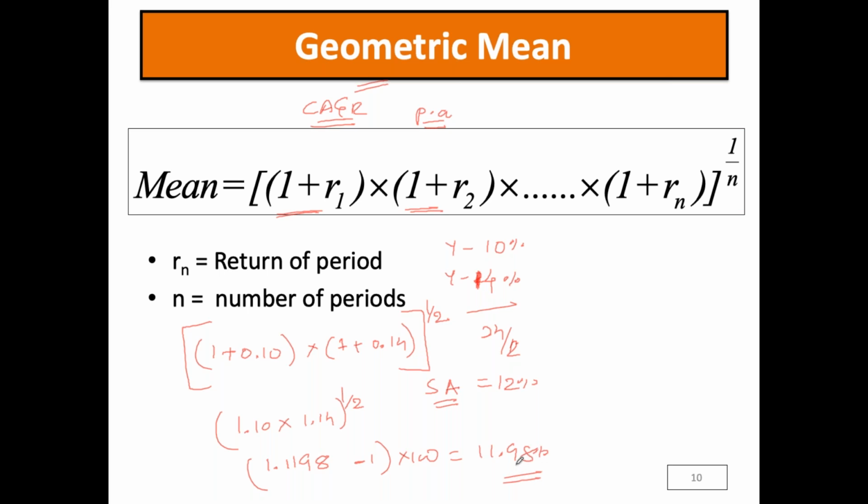Since this has a compounding effect, it is definitely better than the simple average. So if you were to ask me which one is better or more precise, I must say that the geometric mean gives us a better estimation of the rate of return.